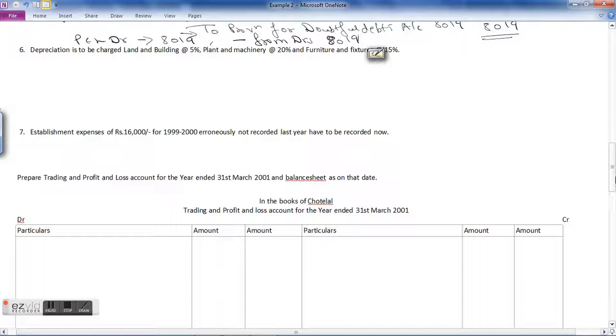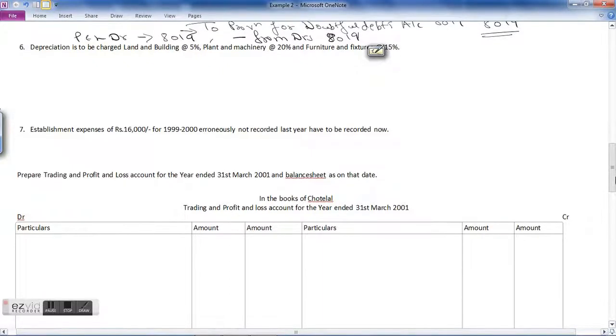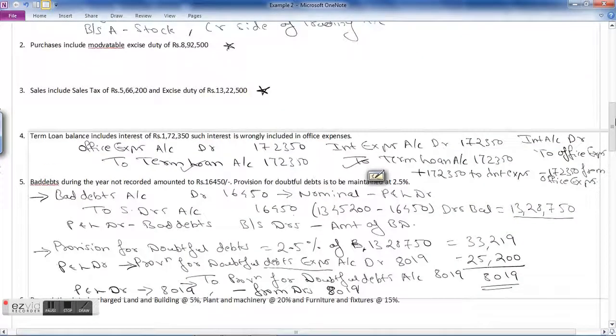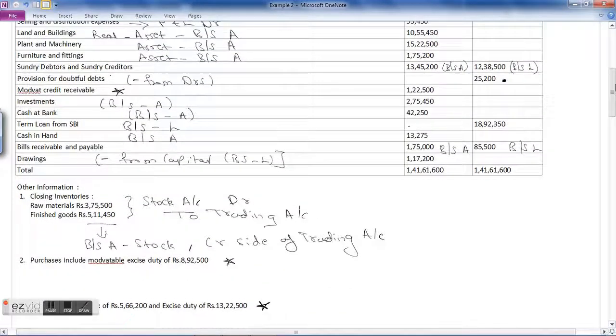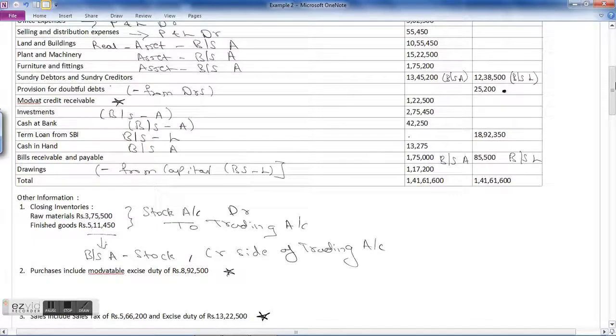Depreciation is to be charged on land and building at 5%, plant and machinery 20%, and furniture and fixtures at 15%. Now depreciation has to be charged on land and building, plant and machinery, and furniture and fixtures. Now let's go to your trial balance. You have land and building, plant and machinery, and furniture and fixtures. So we have to charge depreciation on this.